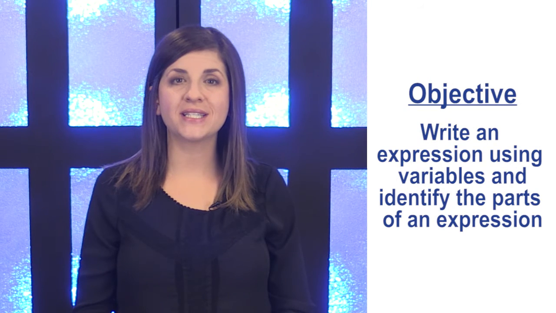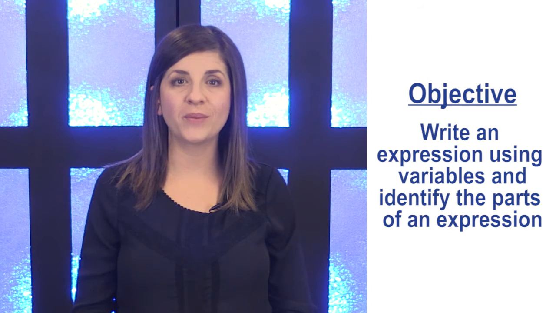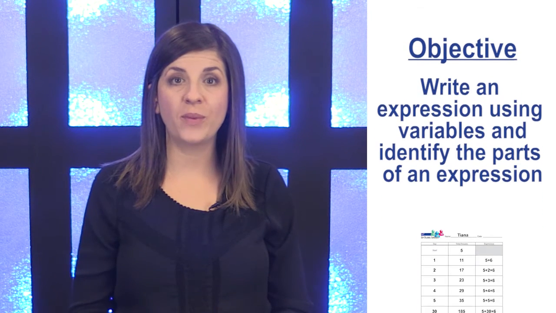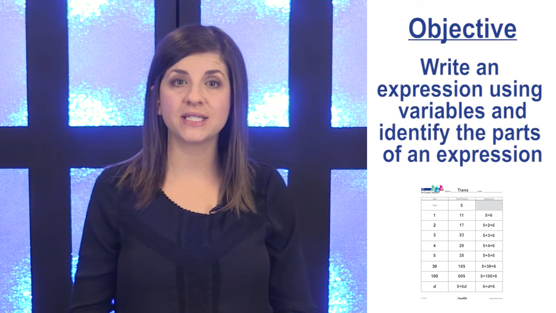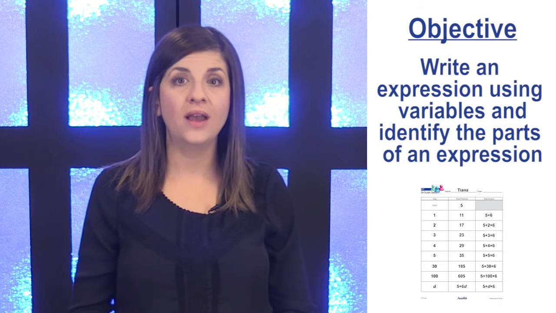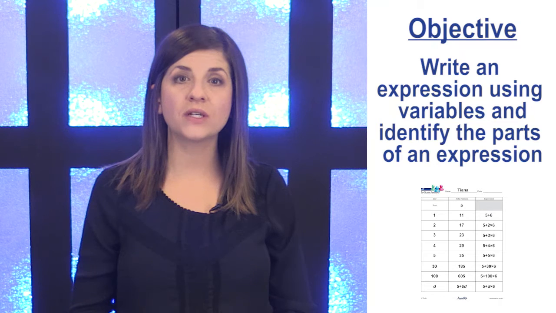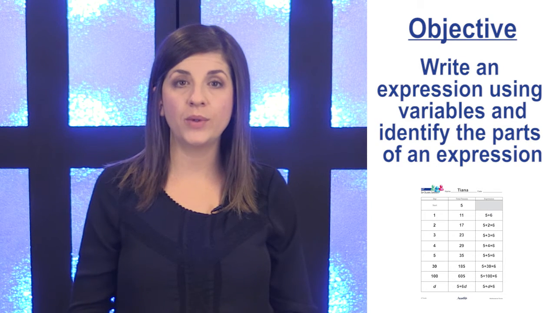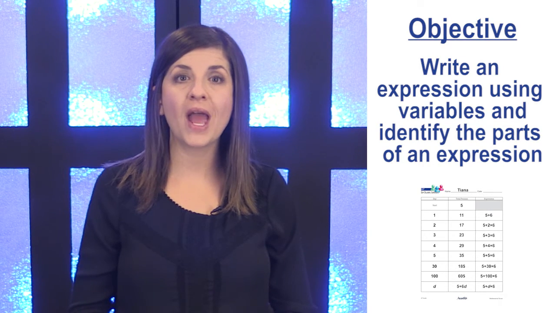The objective for this lesson was to write an expression using variables and identify the parts of an expression. We met this objective by finding a pattern in a real-world task that could be written as an expression with a variable and a constant. We identified the key parts of the expression to include the variable, constant, term, and coefficient.